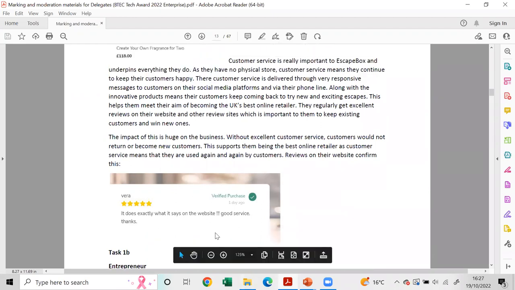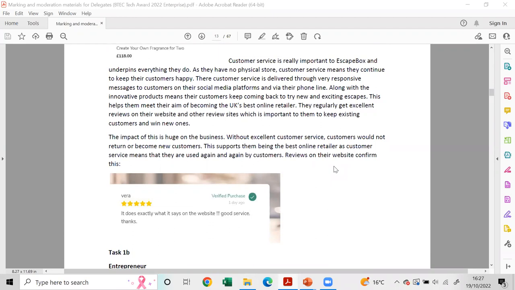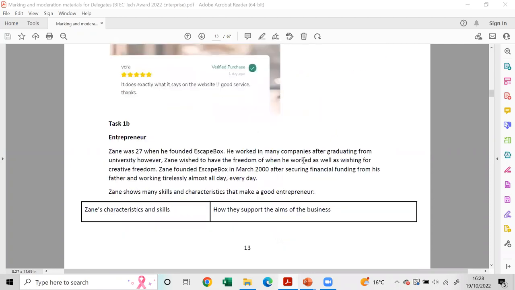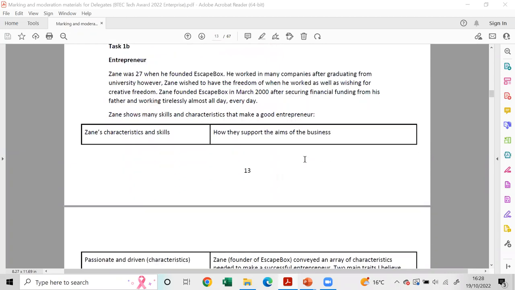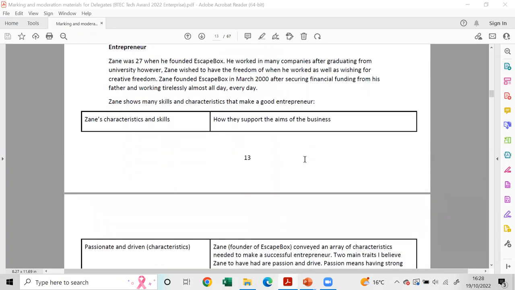So actually, the principal moderator gave it Markband 4 and actually thought that this was about the best you're going to get from a level 2 learner. And you'll see later when they talk about the entrepreneurs, there is more in terms of activities and aims as you go through in task 1B. And actually gave it a 12. So they gave this one a 12 out of 12. It's probably as good as you're going to get. In terms of, you've got to think about the time limit they're working in as well.